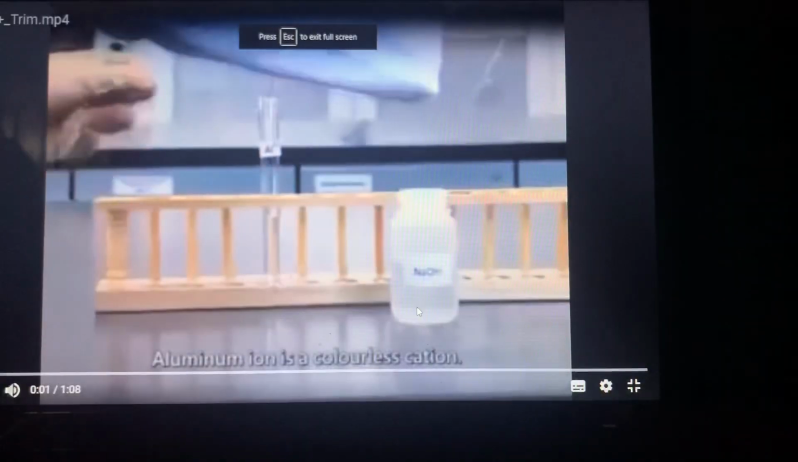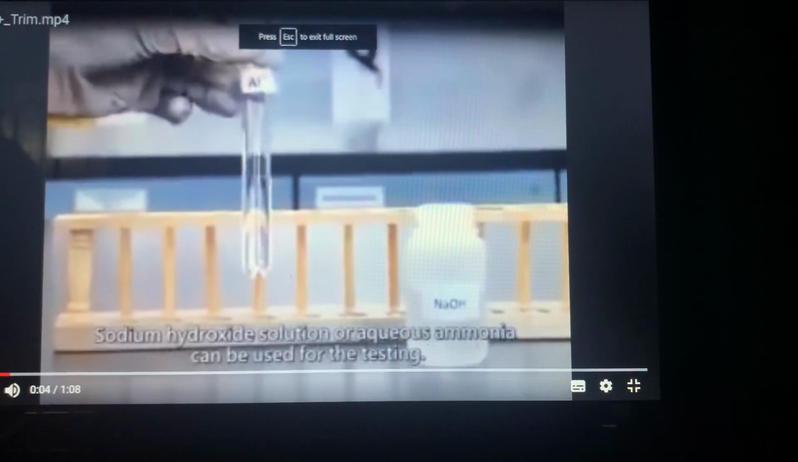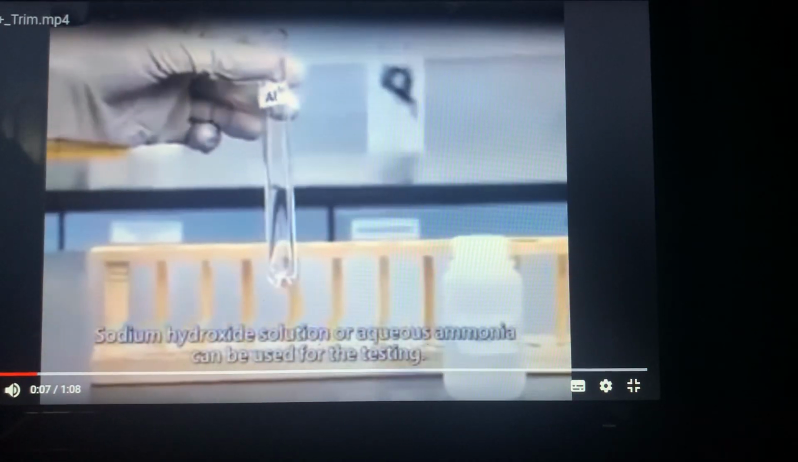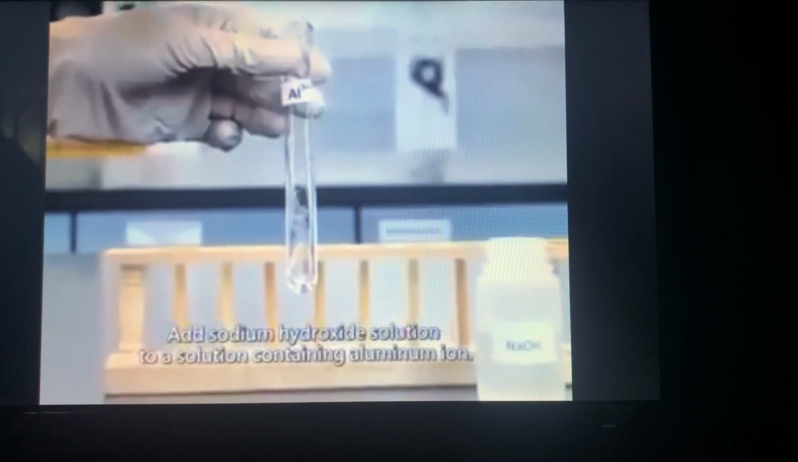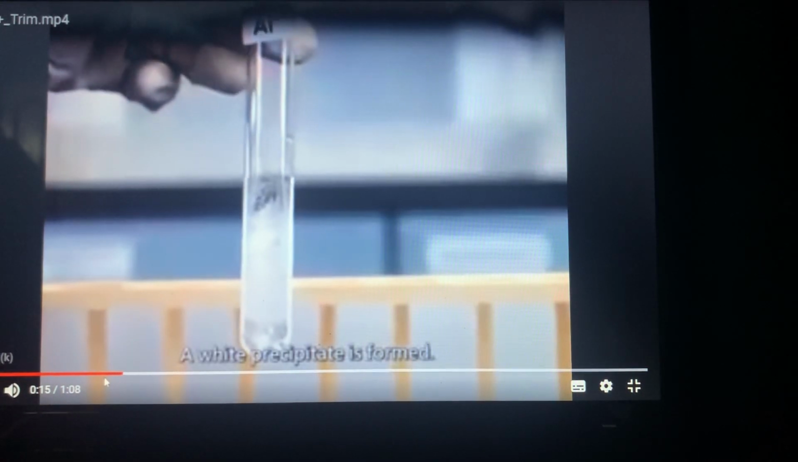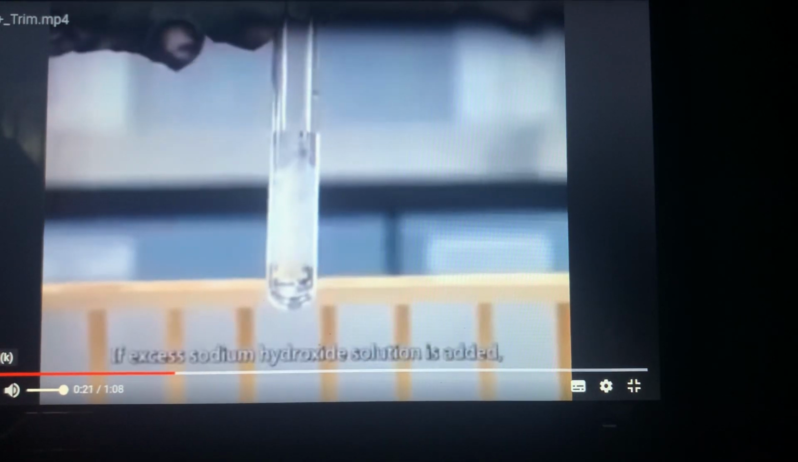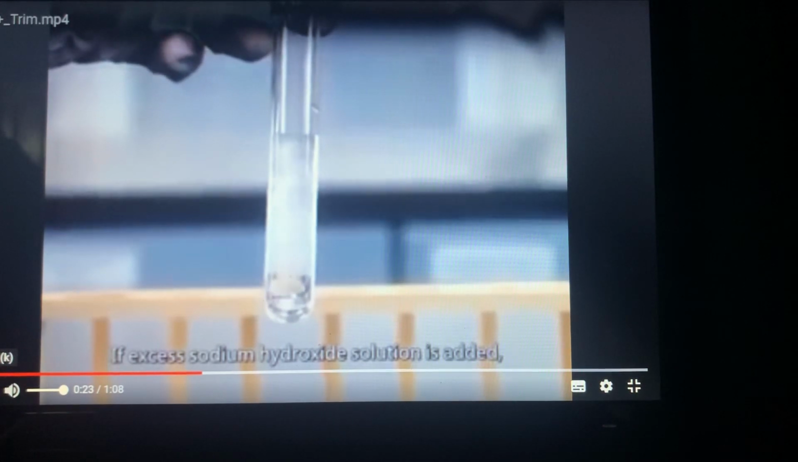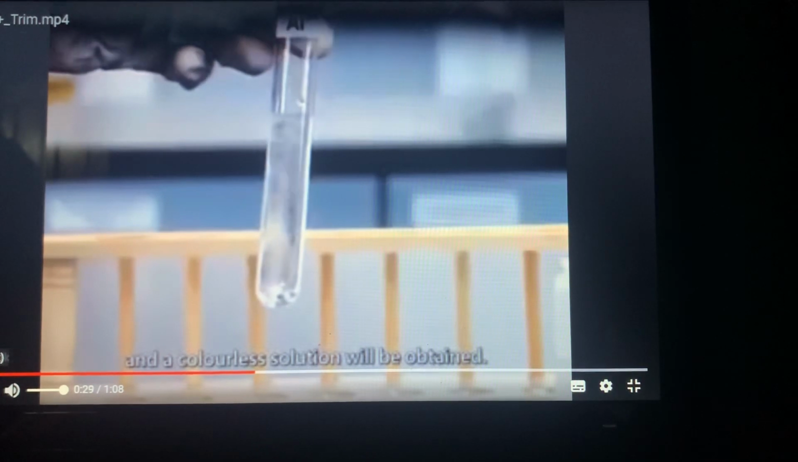Aluminium ion is a colorless cation. Sodium hydroxide solution or aqueous ammonia solution can be used for the testing. Add sodium hydroxide solution to a solution containing aluminium ion. White PPT is starting to form. A white precipitate is formed. It is aluminium hydroxide. If excess sodium hydroxide solution is added, the white precipitate will dissolve and a colorless solution will be obtained. As you can see, the white PPT has dissolved in excess NaOH.